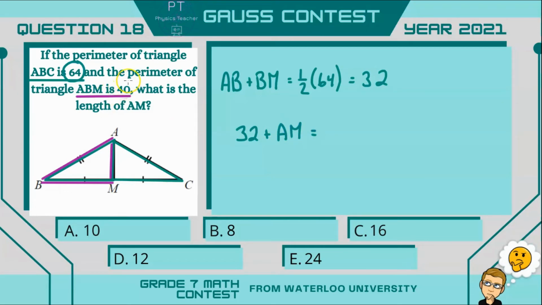And that is going to equal 40. And therefore, if we subtract 32 from both sides, we get AM equals 40 minus 32, or our answer being 8.